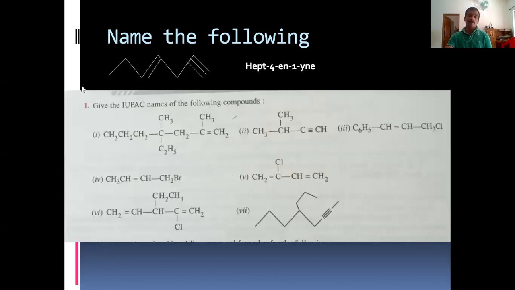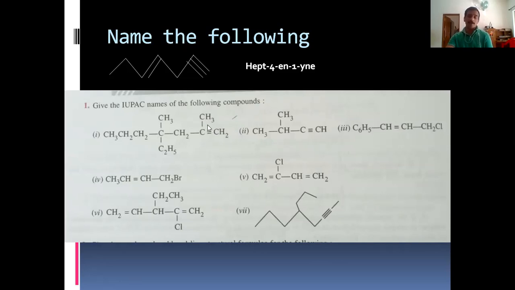Now some examples are given here. Give the IUPAC names of the following compounds. CH3, CH2, CH2, C, CH3, C2H5, CH2, C, CH3 double bond, CH2. So here there is nothing to think. Since the double bond is present here, you have to start numbering from this side. 1, 2, 3, 4, 5, 6, 7. There are 7 carbon atoms, so hept. The first carbon atom has the double bond, hept-1-ene.